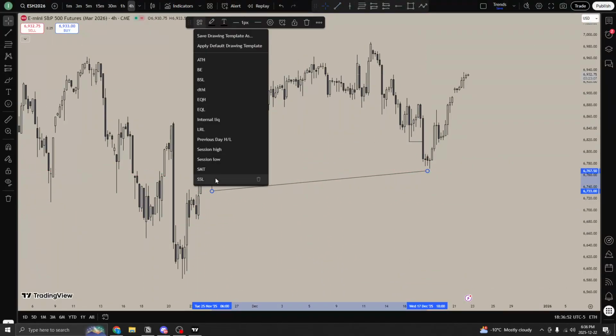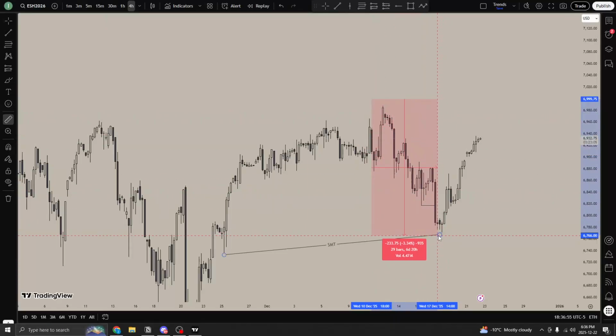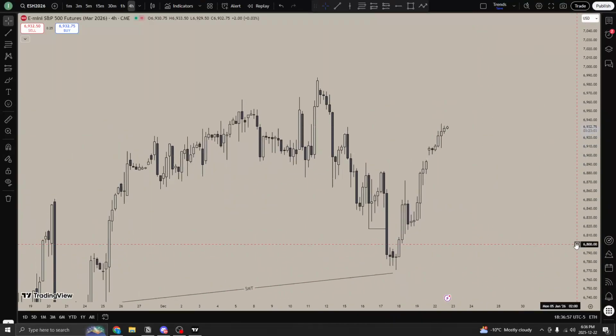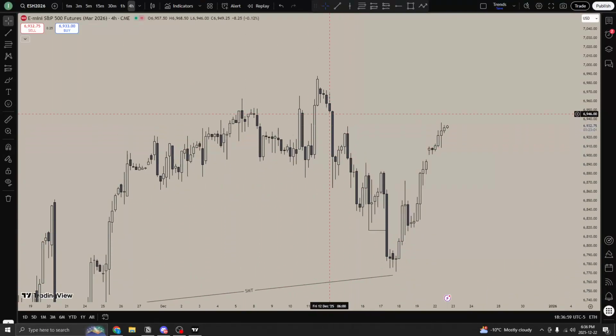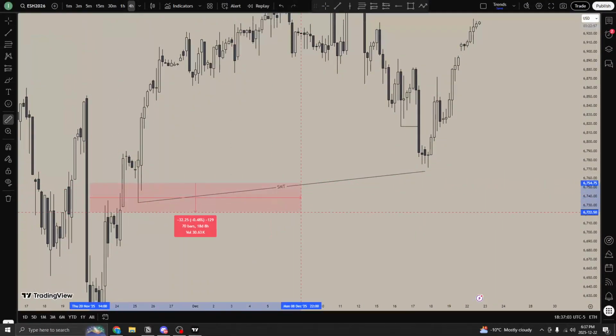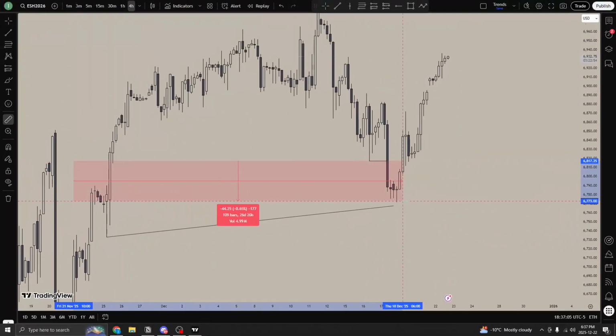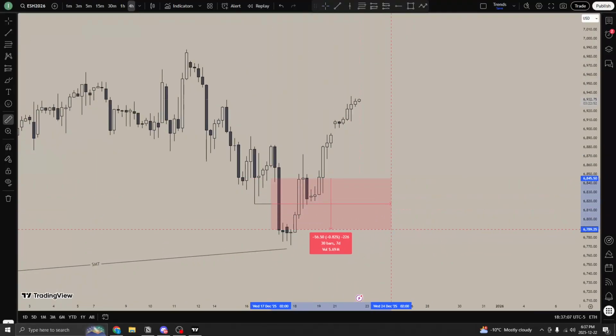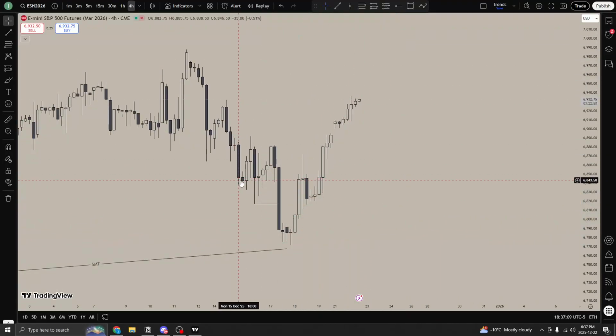So, for example, you can see here we have a market maker sell model. Okay, so we have a sell model over here, right? And then you see that price makes an SMT at this low, enters this 4 hour gap, and inverses this 4 hour gap. These are the best. Also sweeps this liquidity.